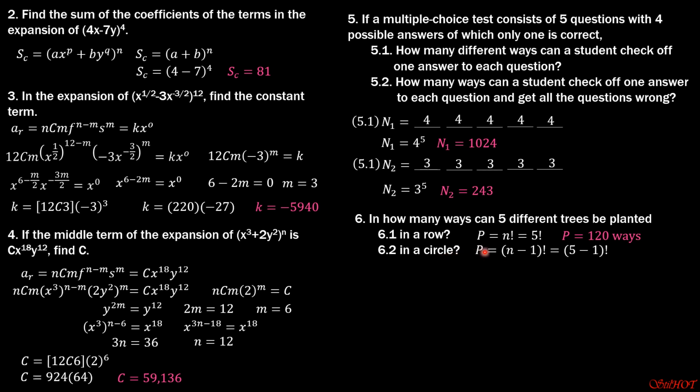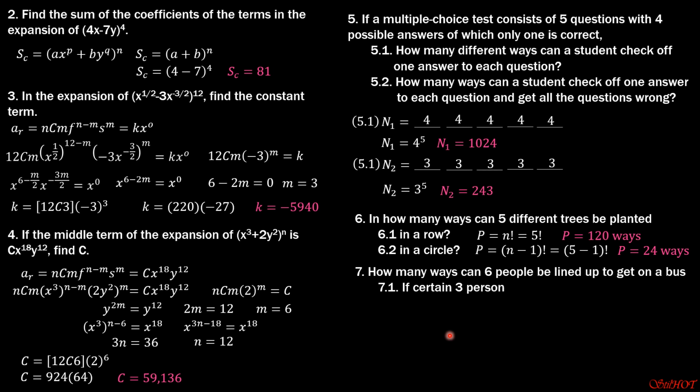For the second, circular permutation, (n minus 1) factorial, and that is 4 factorial. And 4 factorial is 24. So there are 24 ways to plant 5 different trees in a circular way of planting.